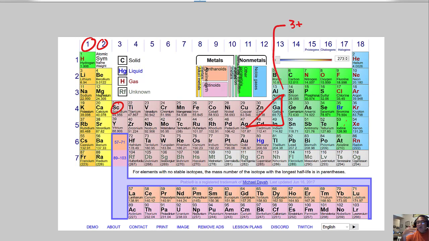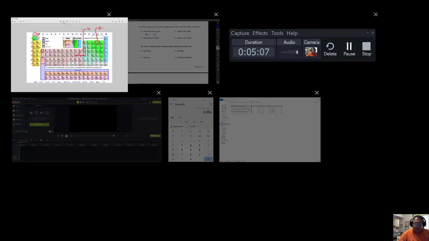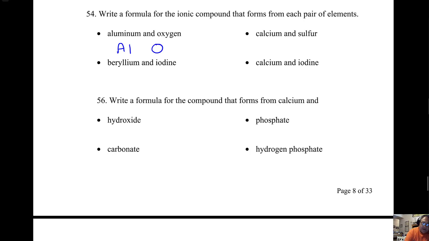It's one of the ones from the periodic table that you can predict. Oxygen, because it's 2 away from neon, is 2 minus. So let me go incorporate that information into what we've written. It's 3 plus and 2 minus, like that.